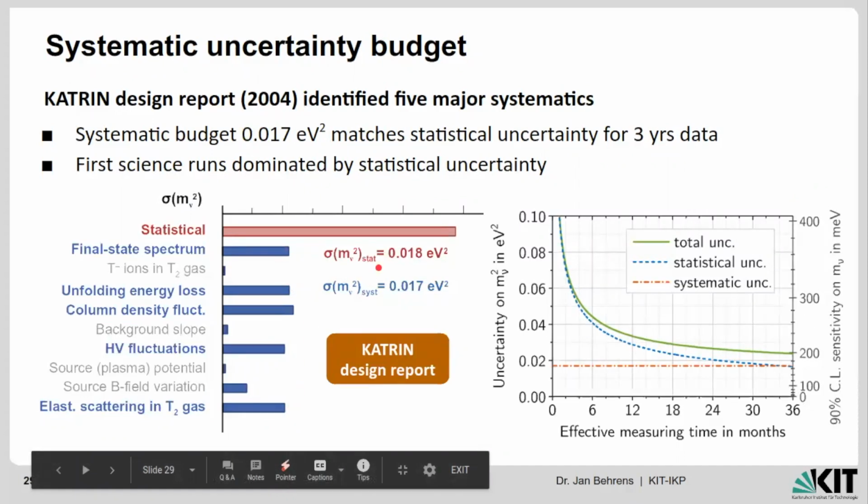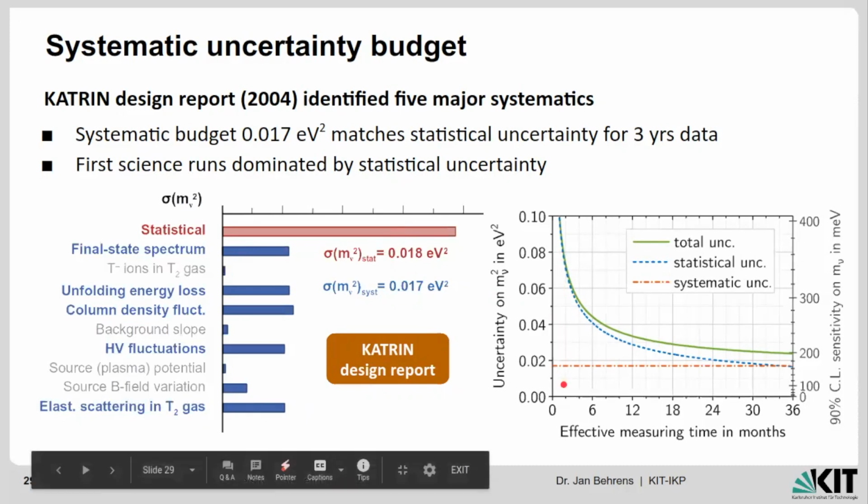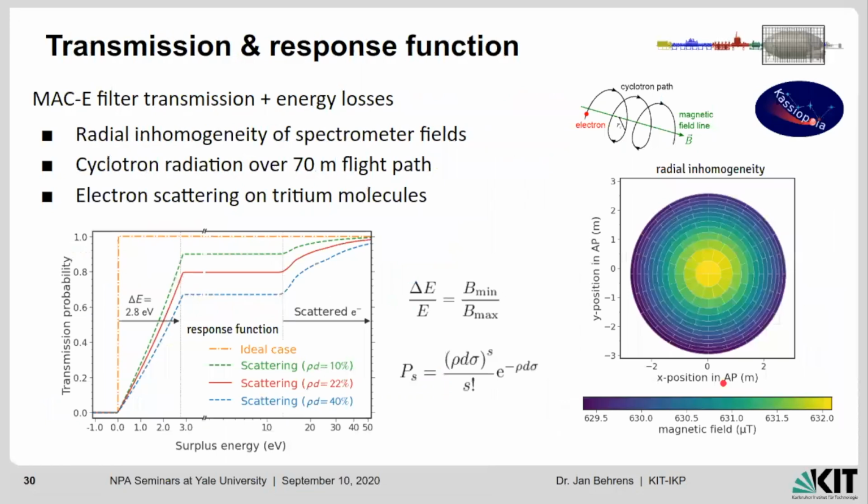And the total systematic budget is matched to the statistical uncertainty for 3 years of data taking. And this also means that the first science runs are dominated by statistical uncertainty, just as I've shown before. So this is to be expected, but as we gain more data, we also need to understand our systematics better, of course. And then after 36 months, we should reach the target sensitivity goal.